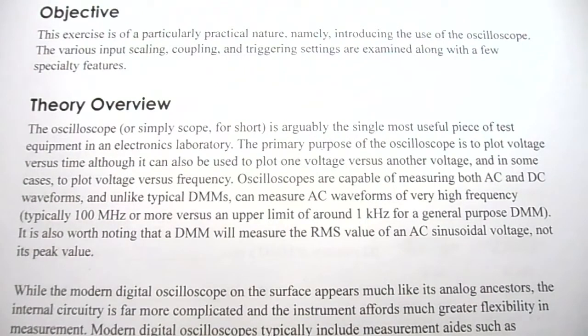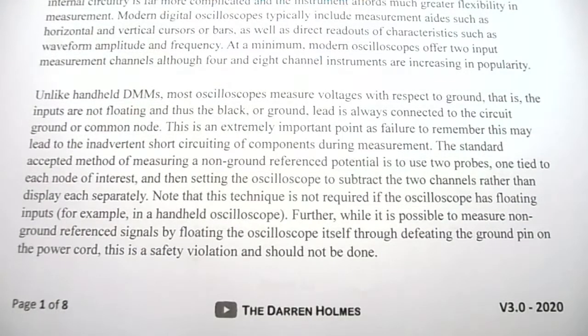The first point they're trying to make is that the oscilloscope is a little like a voltmeter. It will read the peak or peak-to-peak voltages of a sine wave, but it also displays it over time, which is frequency. Most oscilloscopes can work up to 100 megahertz, whereas a typical DMM stops functioning correctly at around 1 kilohertz. The second thing they want to point out to you is that unlike handheld digital multimeters, most oscilloscopes measure voltage with respect to ground.